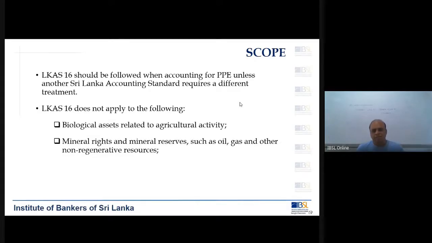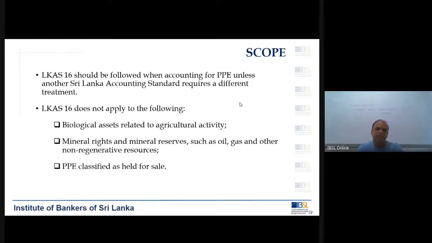Then in some countries, we also have mineral rights and mineral reserves. You know there are mineral reserves. Those are again not considered as fixed assets. These mineral reserves will include oil reservoirs, gas, and any other non-regenerative resource. Anything falling in the kind of non-regenerative resource is also not considered to be a fixed asset.